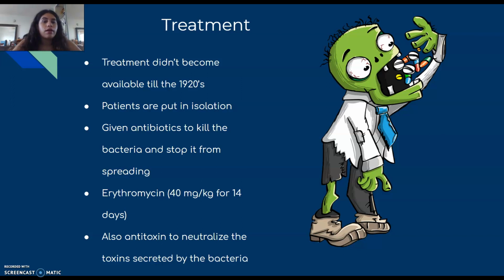The antibiotics kill the bacteria, and they stop it from spreading to the rest of the body, obviously saving lives. The antibiotic mostly used is erythromycin, 40 kg for 14 days. They also give an antitoxin to neutralize the toxins secreted by the bacteria.